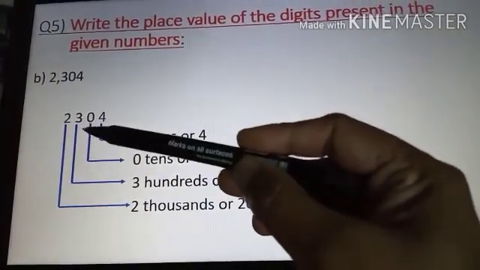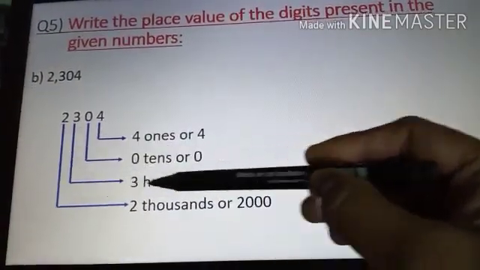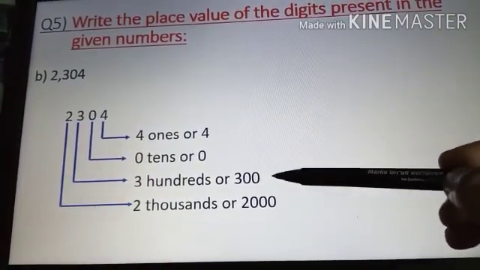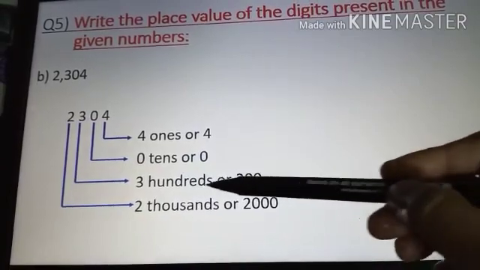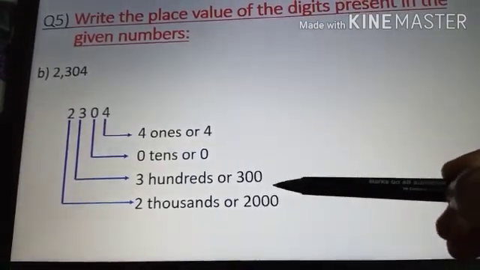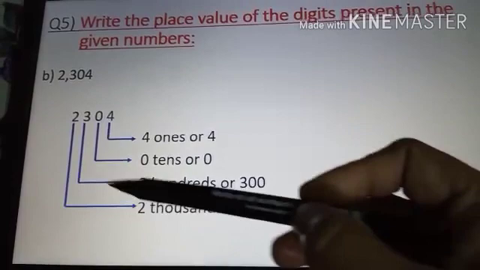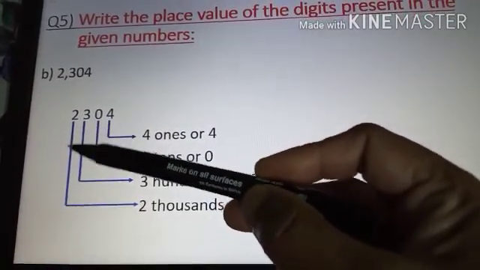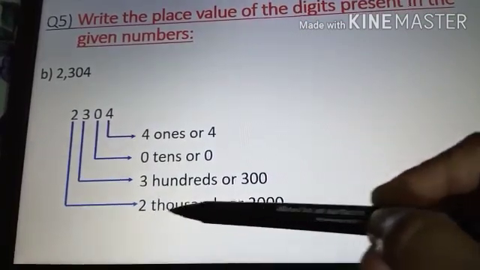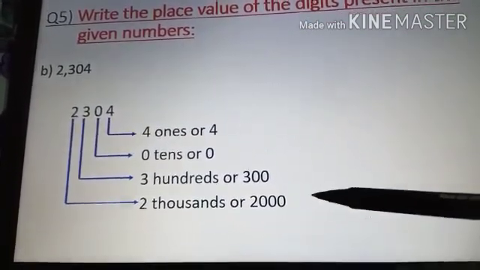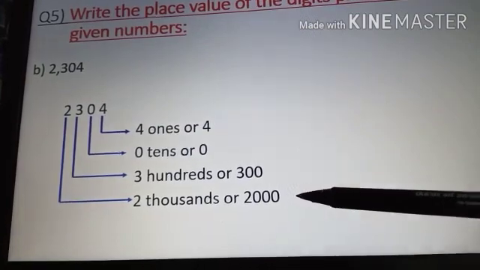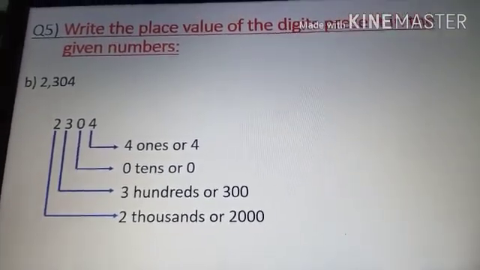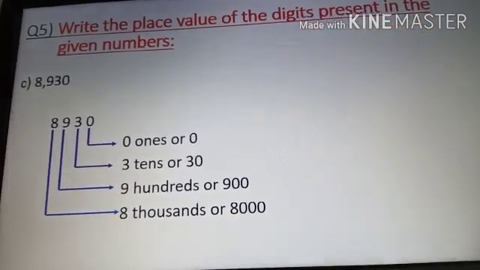Now 3 is at the hundreds place. So we write here 3 hundreds, or you may write in number 300. You may write this also, or you may write this also. Both are correct. Now we write for the digit 2. So 2 is placed at the thousands place. So you write here 2000s, or in the numeric form you may write 2000. Okay.